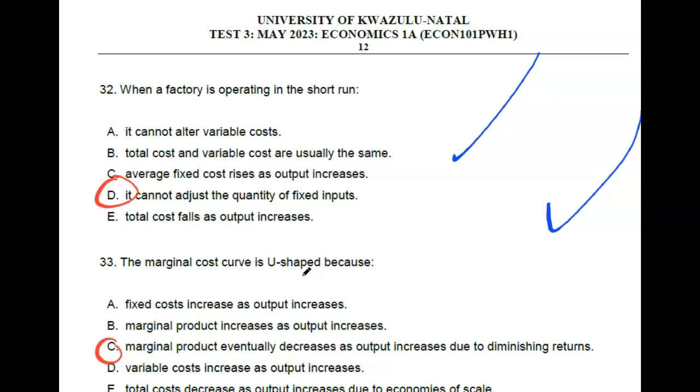When a factory is operating in the short run, it cannot adjust the quantity of fixed inputs. So remember, in the short run, only one is fixed. So you can't fix inputs, not many, only one. Now, I'm going to do a part 3 because I'm approaching the 15-minute mark.